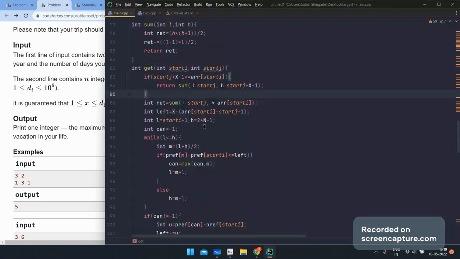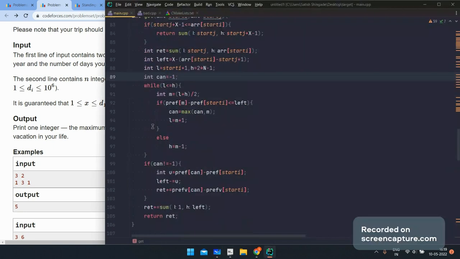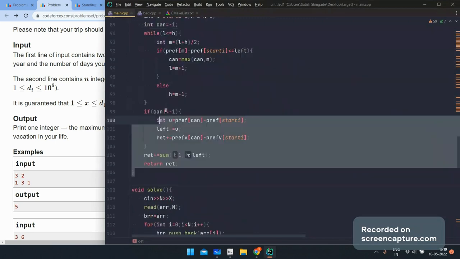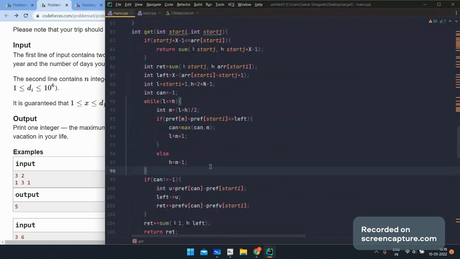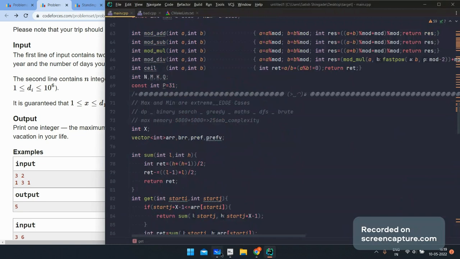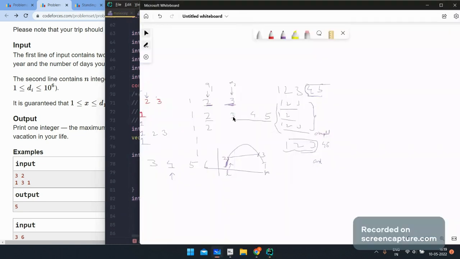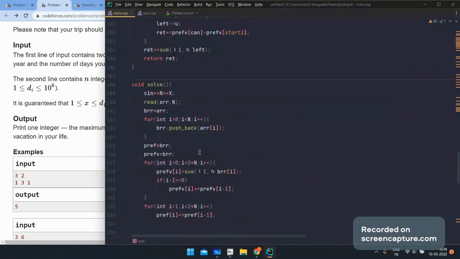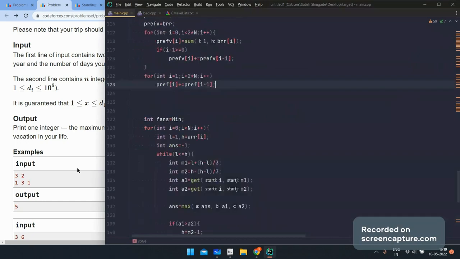The code is very easy, but a little tricky to implement. We have two prefixes: one prefix for count and another prefix for the actual values, because the values which we get are the d values, like 3 plus 4 plus 5 plus 1 plus 2 plus 1 plus 1, and so on. We get that from these prefixes. So that's all.